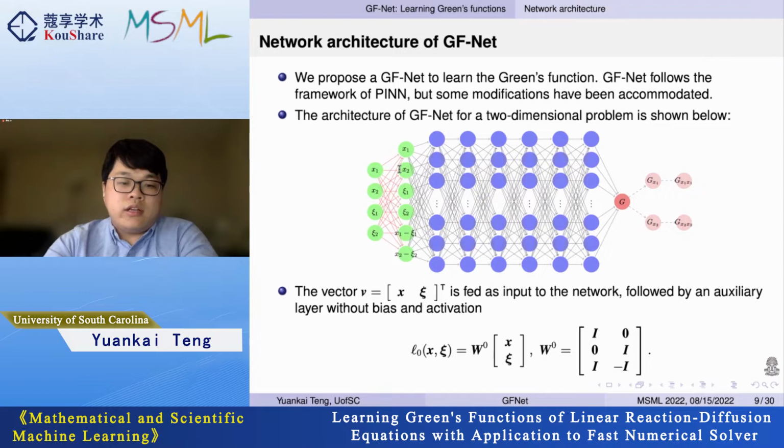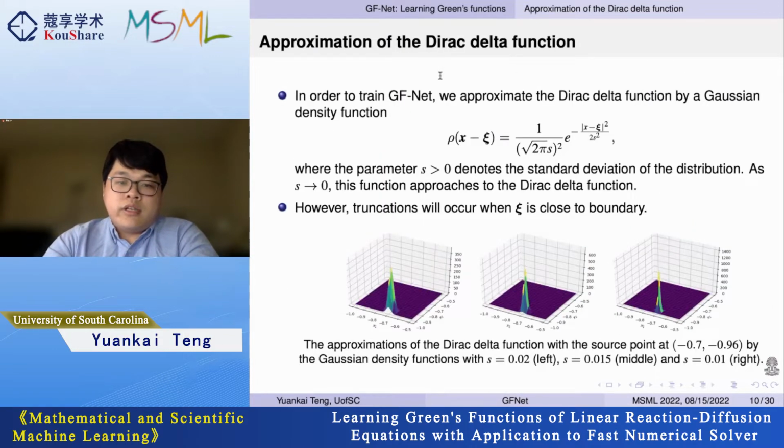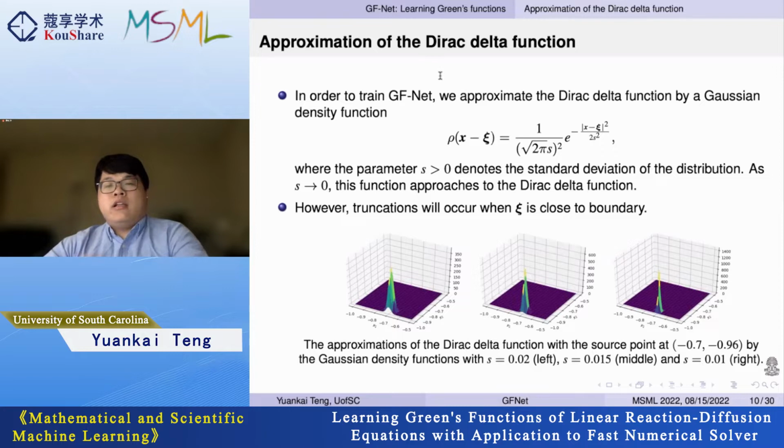We consider X and ξ as the input, and then this (X, ξ) is fed through an auxiliary layer without any bias and activations to transform it to X + ξ and X − ξ, since we consider that X − ξ is also a kind of representation of Green's function. By this, we hope that our method can speed up the training process. And then in order to train the GFNet, we approximate the Dirac delta function by a Gaussian density function.